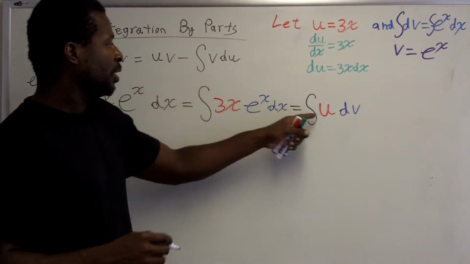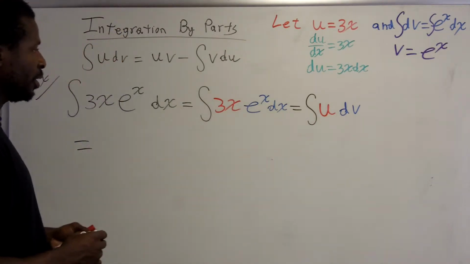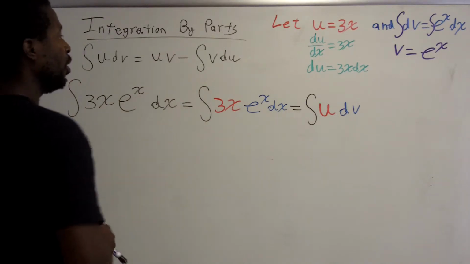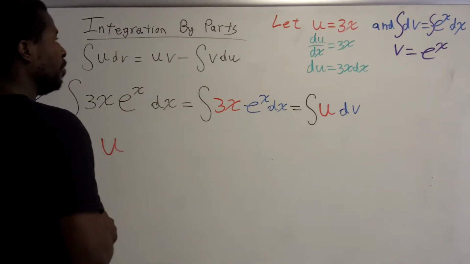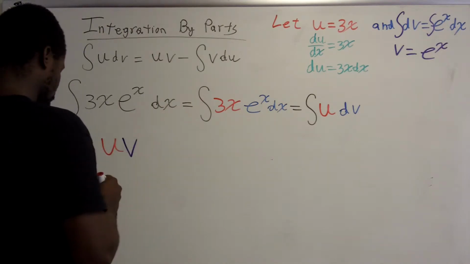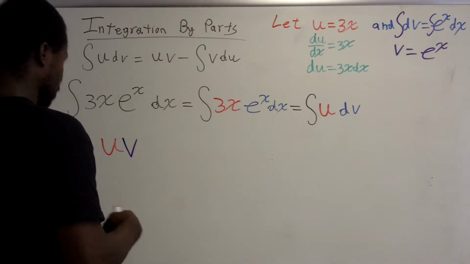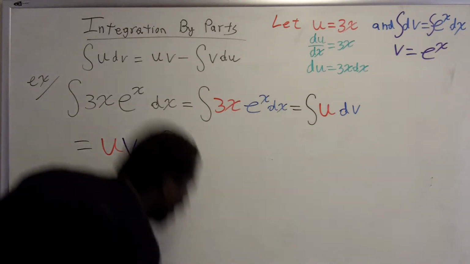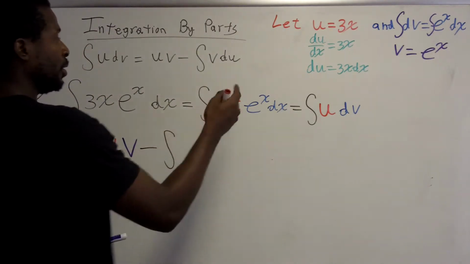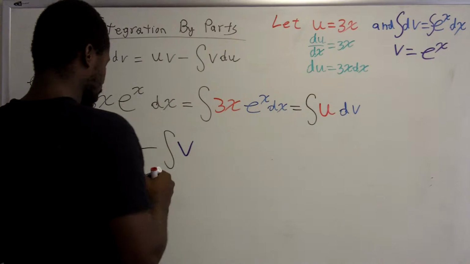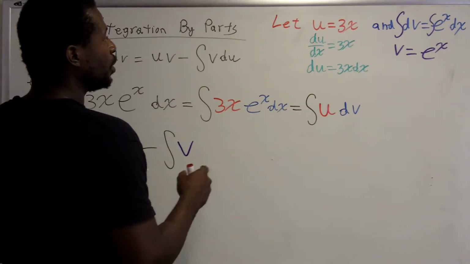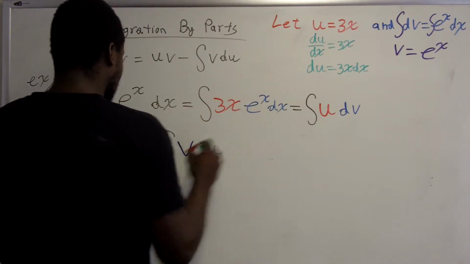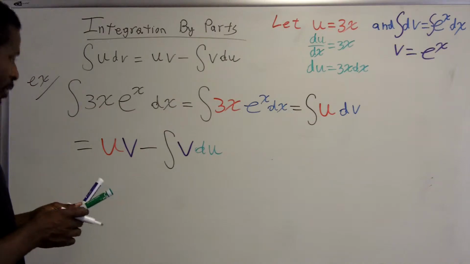This formula says that the integral of u dv is equal to uv minus the integral of v times du. V is that, times du, and du is this guy, du. So that's how this integral is going to wind up looking.